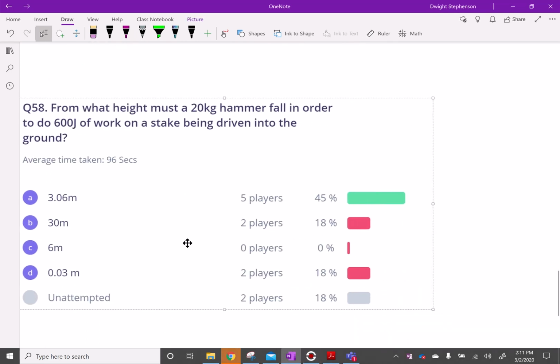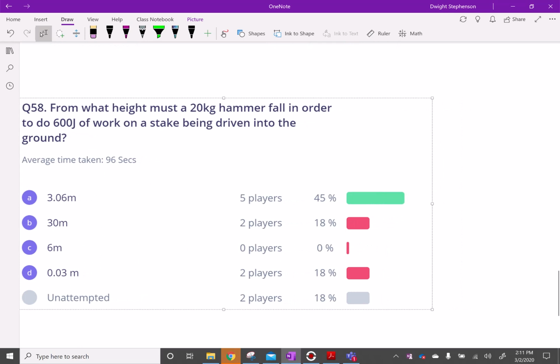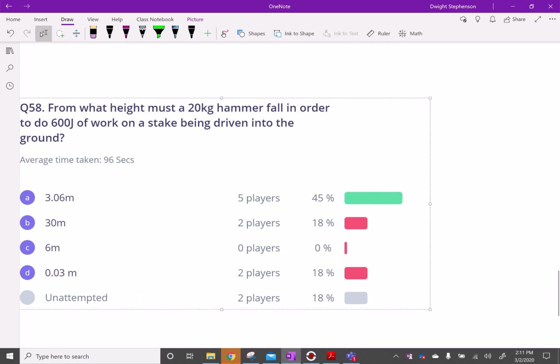Okay, next one says, from what height must a 20 kilogram hammer fall to deliver 600 joules on a stake being driven into the ground? So imagine here's the ground. Let's make this our stake. And basically what we're going to do is we're just going to drop a hammer on it. So here's our hammer. We're just going to drop it down.